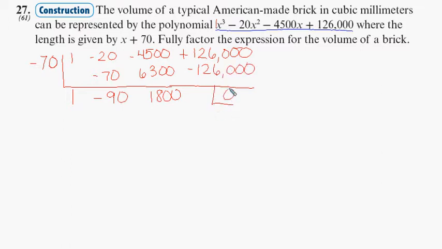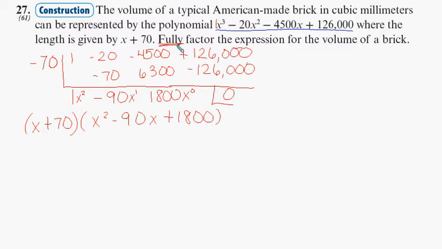So the remainder is 0, which means this is the x to the 0, this is x to the first, and this is x to the second. So we now know that two of our factors are x plus 70 and x squared minus 90x plus 1,800. But it said fully factor.